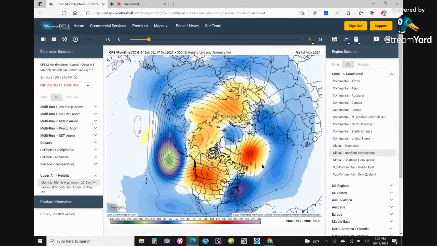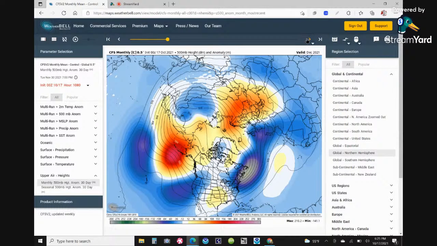Here we go, November. Things are starting to work themselves out. This negative builds back. Ridge is allowed to build to the north, or start to build to the north, and this is a good look.